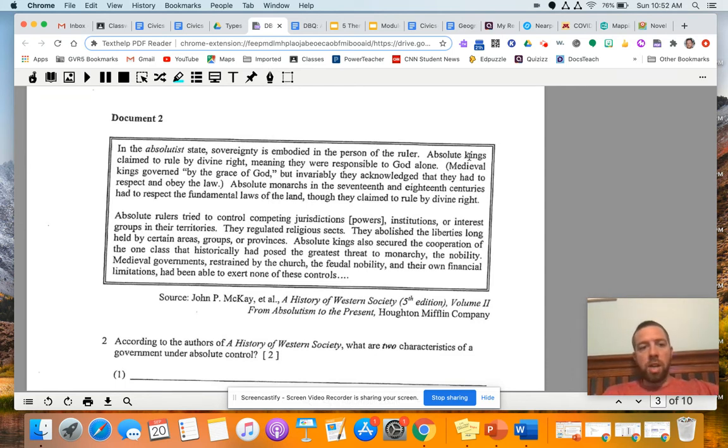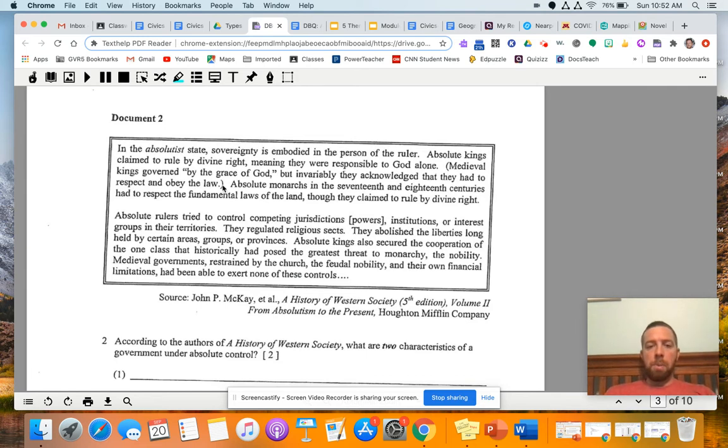Absolute kings, or you can call them monarchs, claim to rule by divine right, meaning that they were chosen by and responsible to God alone. They're not responsible to the people. They were chosen by God to rule. And in parentheses here, it says medieval kings governed by the grace of God, but invariably they acknowledged that they had to respect and obey the laws.